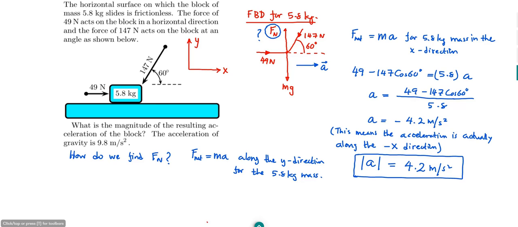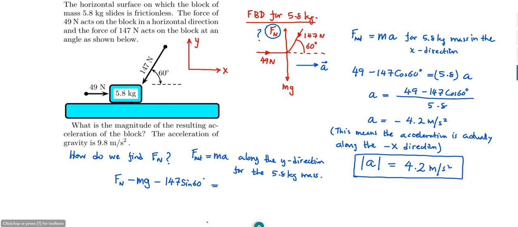So you can see then how do we find the net force? You can see Fn is in the positive y direction. Weight, you can see that's in the negative y direction. So I'm going to write minus mg. And then there's a component of that 147 newtons. Again, it's pointing downward. So we have minus 147 sine 60 degrees. And this is equal to mass times acceleration.